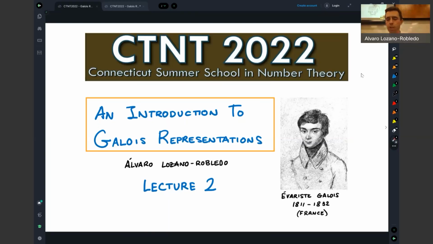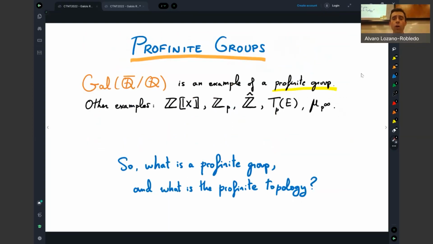Hello, so this is the second lecture in my mini course on Galois Representations. So let's get started with some math. Last time we saw that actually the Galois group is the automorphism group with a topology.